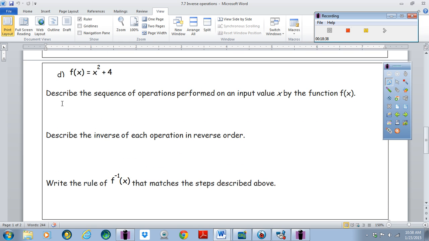Okay, do the same thing again. I want you guys to describe a sequence of operations performed. If you plugged in a number here, describe what you do first, and then do the inverse of it. Okay, everyone does that right now?